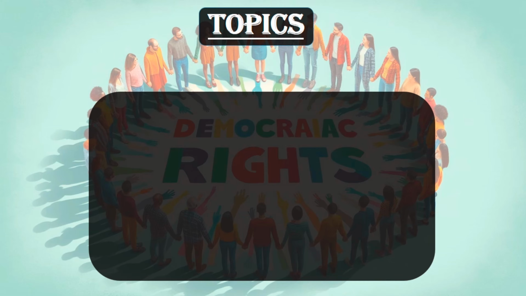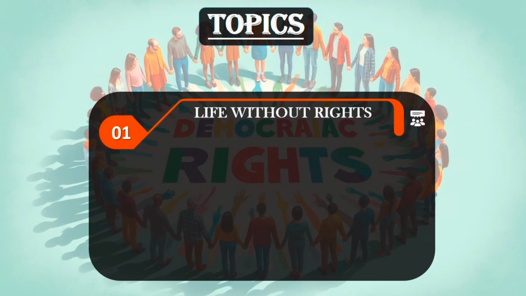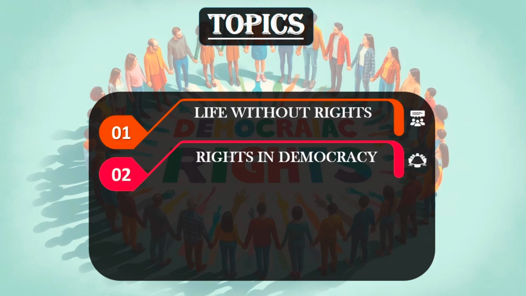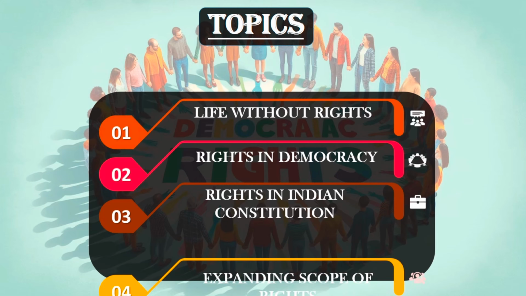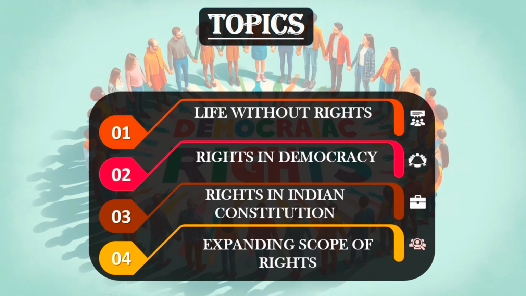In this chapter, we will cover 4 main topics. Life without rights. Rights in a democracy. Rights in the Indian Constitution. Expanding the scope of rights. These topics will help us understand the concept of rights and their significance in a democratic setup.